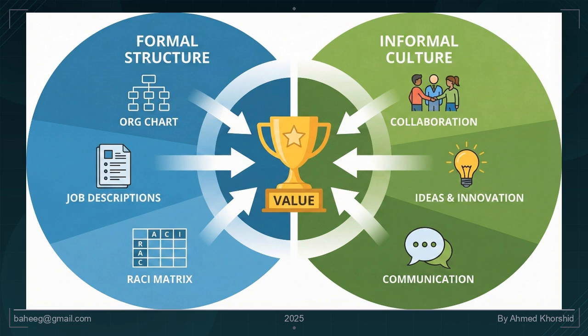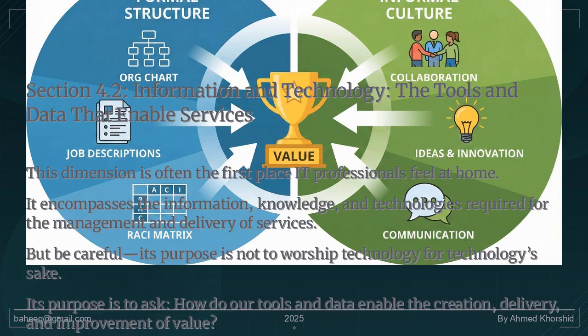Figure: AI-ready prompt for a split circle diagram. Left side, formal structure with icons for org chart, job descriptions, and RACI matrix. Right side, informal culture with icons for people collaborating, a light bulb for ideas, and a speech bubble for communication. Arrows connect both halves to a central icon of a shining trophy labeled value. Style: modern flat infographic, professional color palette, clear labels.